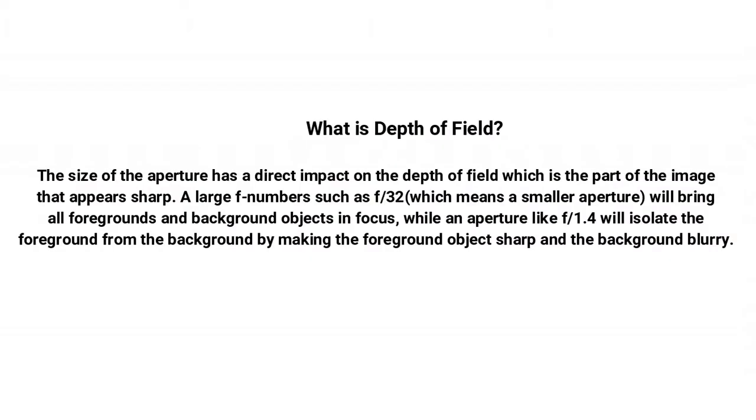Now, what is depth of field? The size of the aperture has a direct impact on the depth of field, which is the part of the image that appears sharp. A large f number, such as f32, which means a smaller aperture, will bring all foreground and background objects in focus. That means all the foreground and background objects in that picture will be sharp, while an aperture like f1.4 will isolate the foreground from the background by making the foreground object sharp and the background blurry.